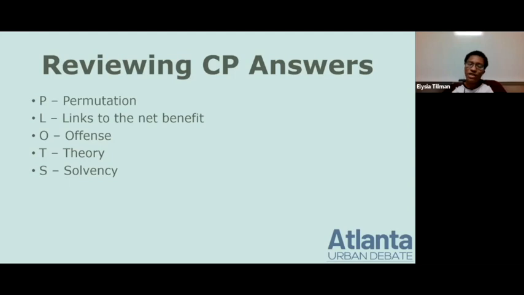So the impacts to theory arguments are more about what does having this kind of argument do to debate as a whole activity? How does it make us feel about what we're getting out of it by participating in it as debaters? So the main theory argument that you'll see against counterplans is usually conditionality.